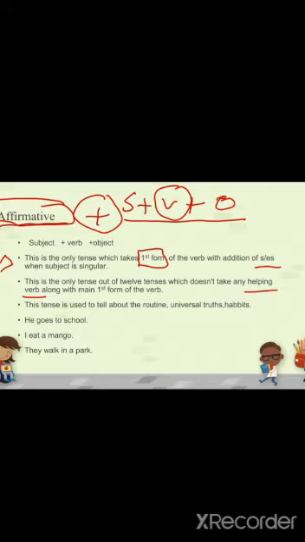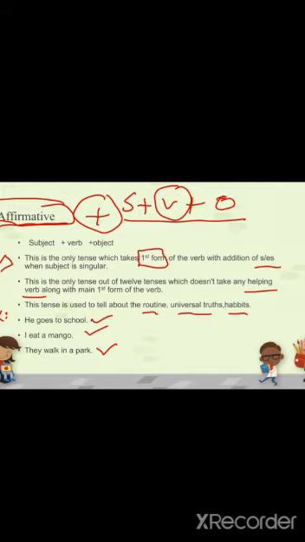Now what is the use of this tense? This tense is used to tell us about routines, universal truths, habits, and also commentary on matches. Like you watch cricket matches with much interest, and if you listen to the commentary, most of the time that is done in the present indefinite tense. Now what are the examples of affirmative sentences? For example, he goes to school, I eat a mango, they walk in the park. These are affirmative sentences of present indefinite.